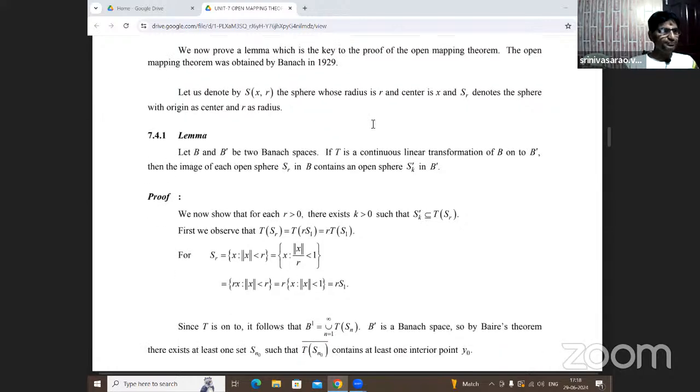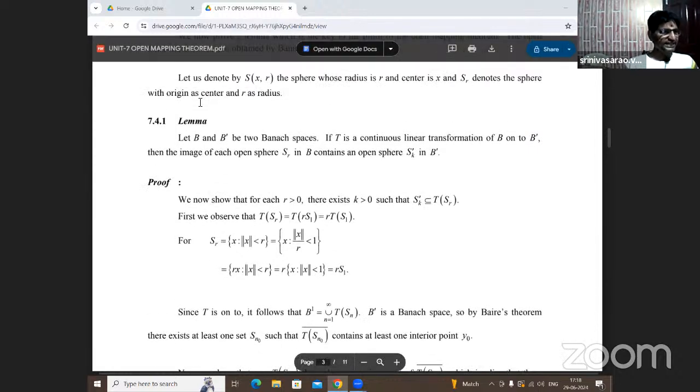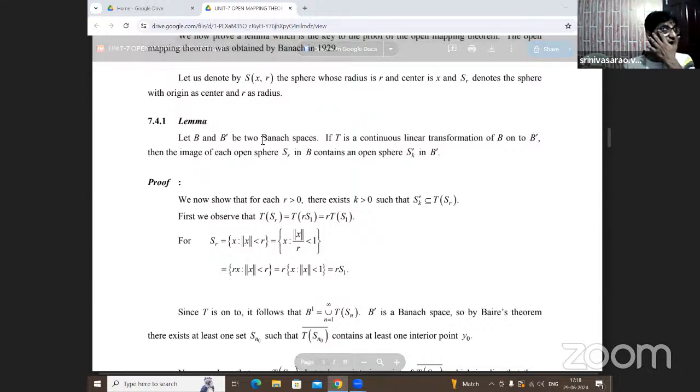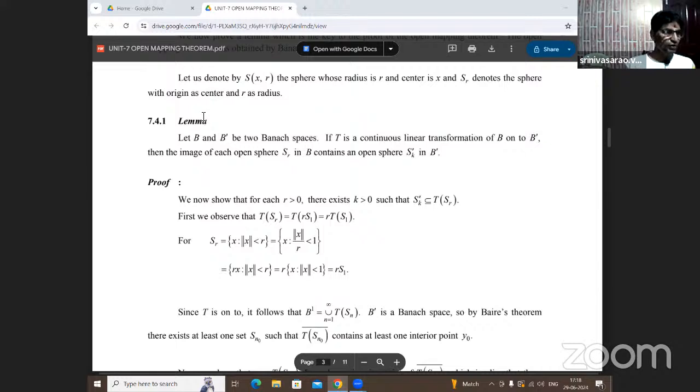Now, consider the sphere centered at the origin with small r as its radius. Suppose we put x equal to 0. Then the sphere is centered at the origin and the radius is small r. Now we must see this lemma.